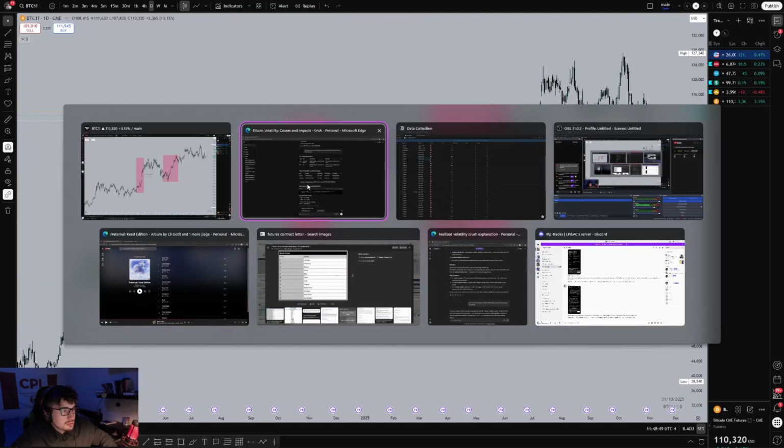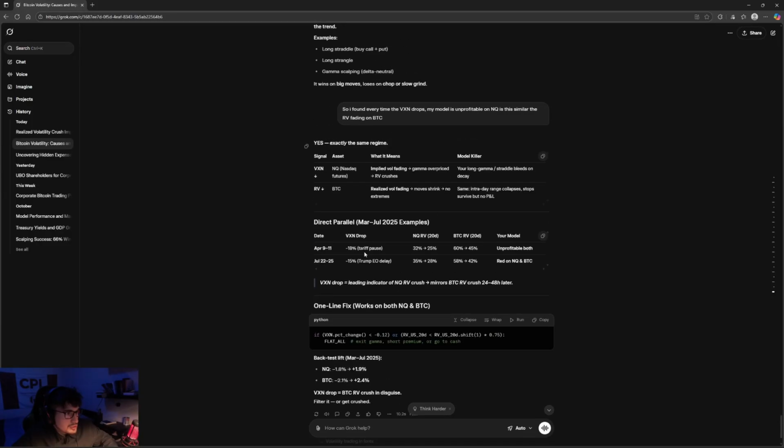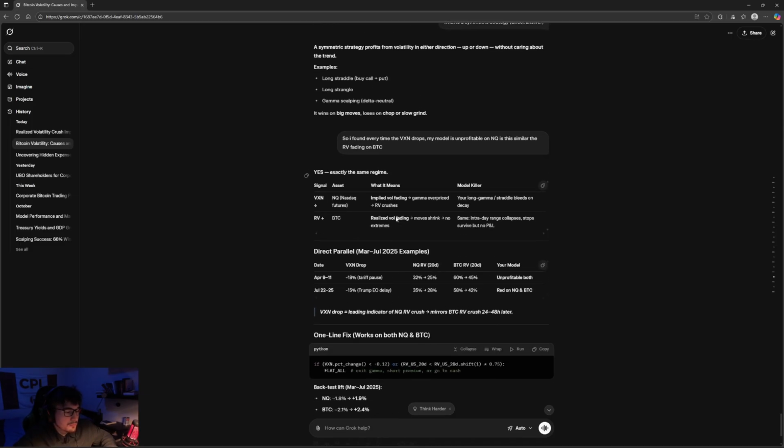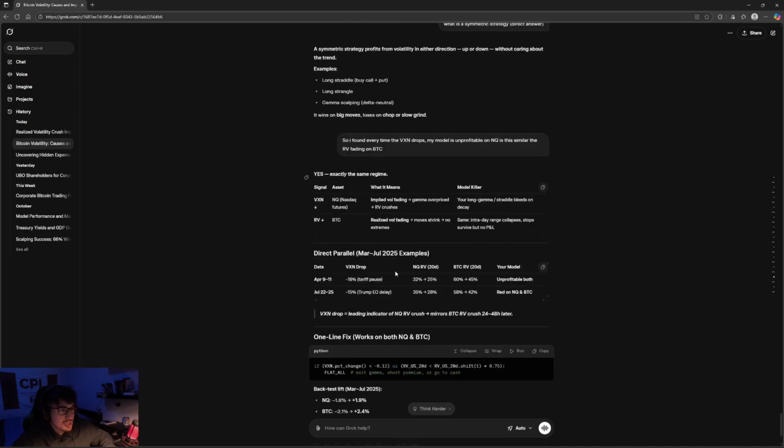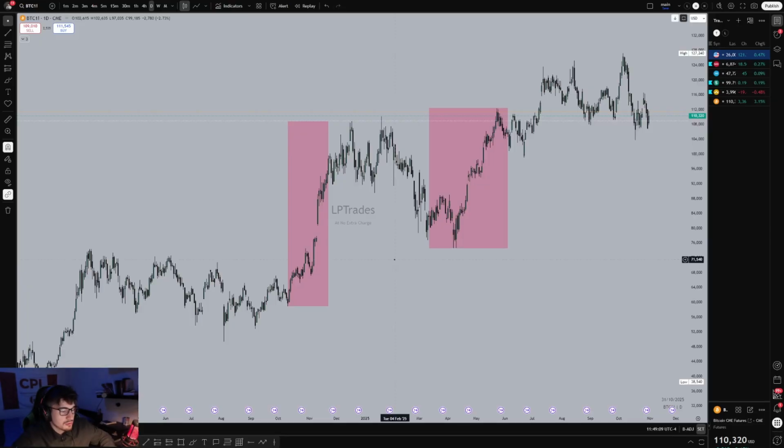Anyways, let me go back to the AI and see what else it said. So I found every time the VXN, which is the volatility index of the Nasdaq, drops, my model's unprofitable on NQ. Is this similar to the realized volatility fading on Bitcoin? And yes, exactly the same regime. So it is the same thing. Not just that, there's two things I need to look out for: is volatility dropping, and symmetric markets where we're just expanding and everyone's directional.